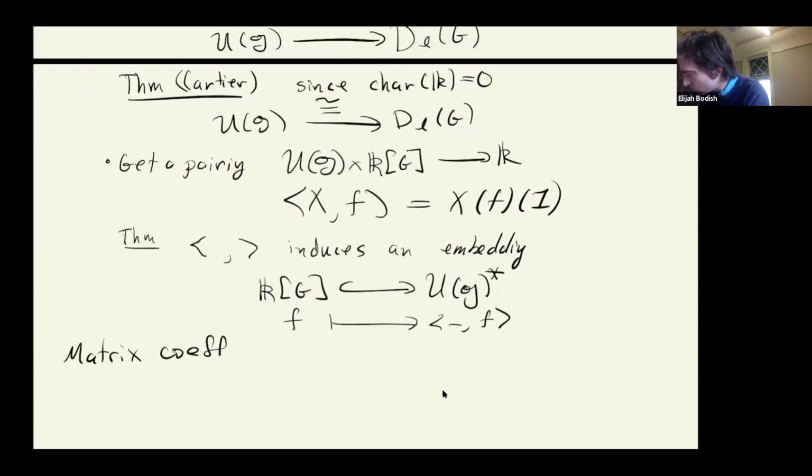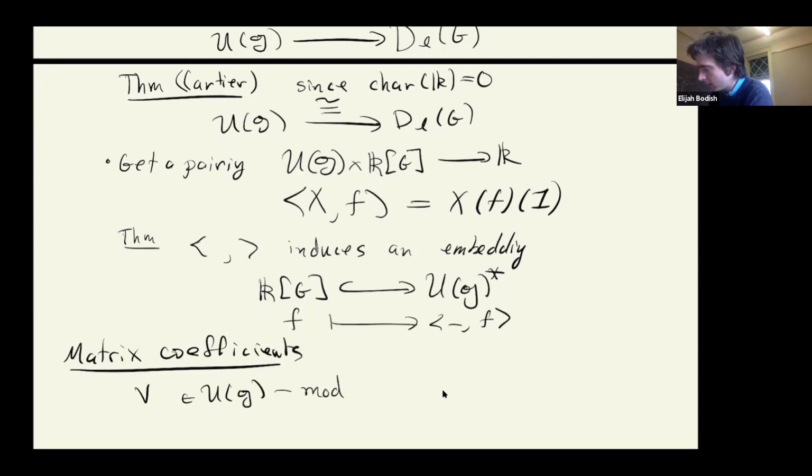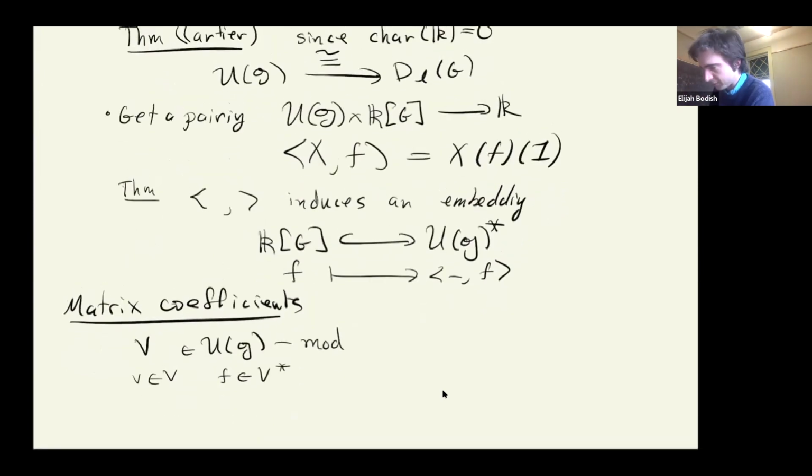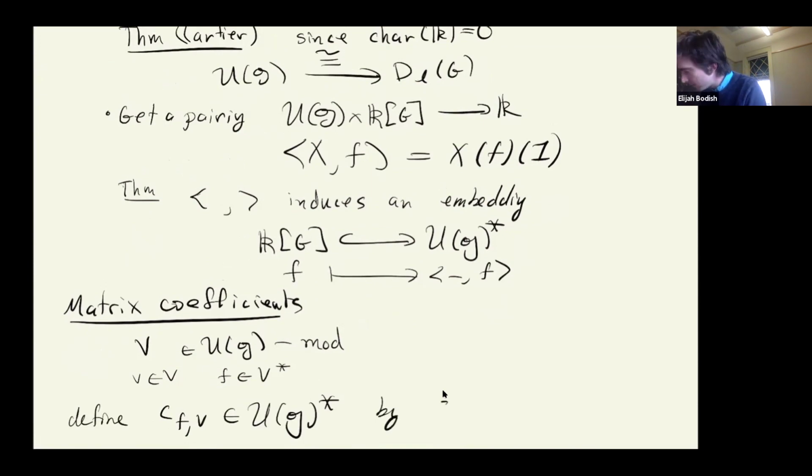Matrix coefficients: if V is a finite dimensional U of G module, and I have a vector v in V and a functional f in the dual vector space, which, because U of G is a Hopf algebra, is also a U of G module, then I can define this functional on my enveloping algebra, C sub f,v, a matrix coefficient, by saying that if I plug in an element X of the enveloping algebra, I act on v by X, and then plug that into f, and this gives me a number. And it's clearly linear in X.